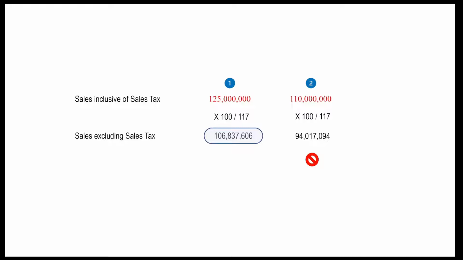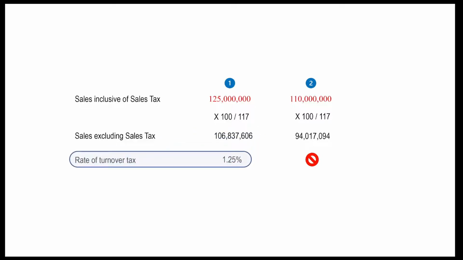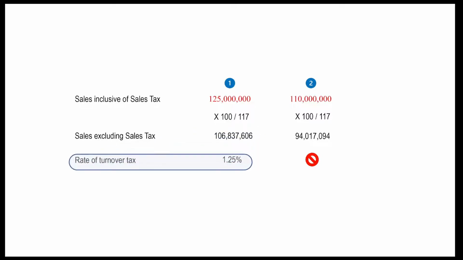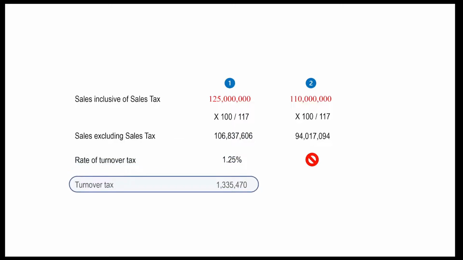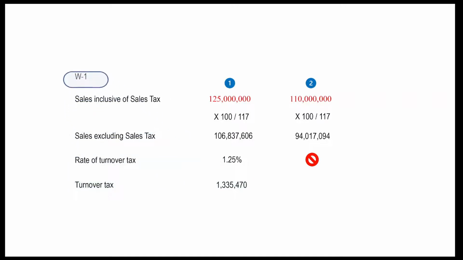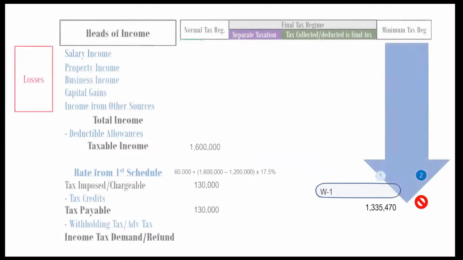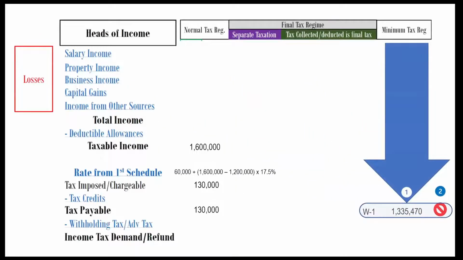The rate of minimum tax is 1.25%. Multiply it with the sales figure to find out turnover tax. Turnover tax comes to rupees 1,335,470. Let's call it working one. We will use it in our main answer format. Mention the working reference for the convenience of the examiner.